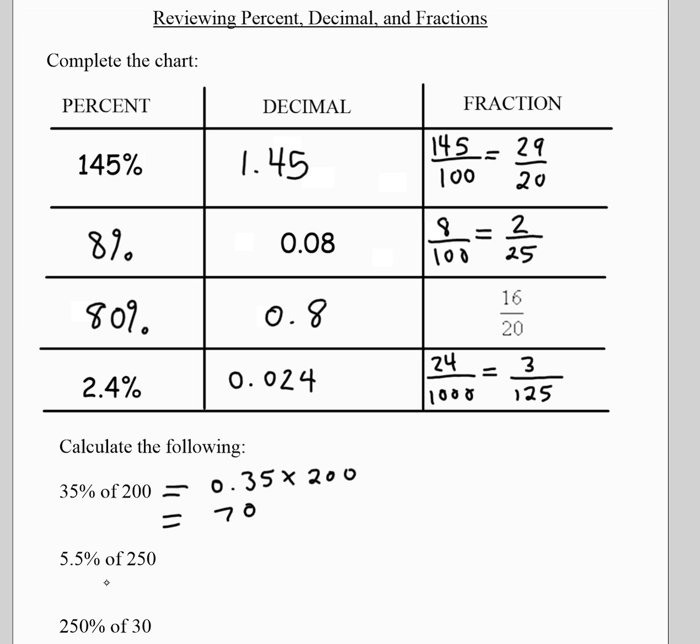Now this next one, you might say, oh, well, it's already a decimal, but remember, because of the percent sign, it's not. So you have to turn it into a decimal by moving the decimal place 2 places to the left, or by dividing by 100. Again, the word of means to multiply. And that one will become 13.75.